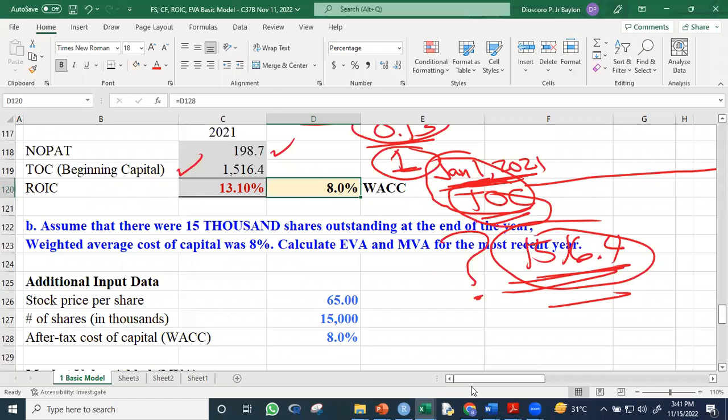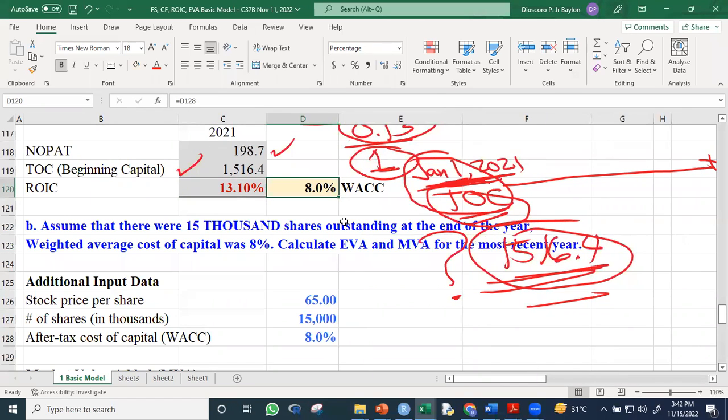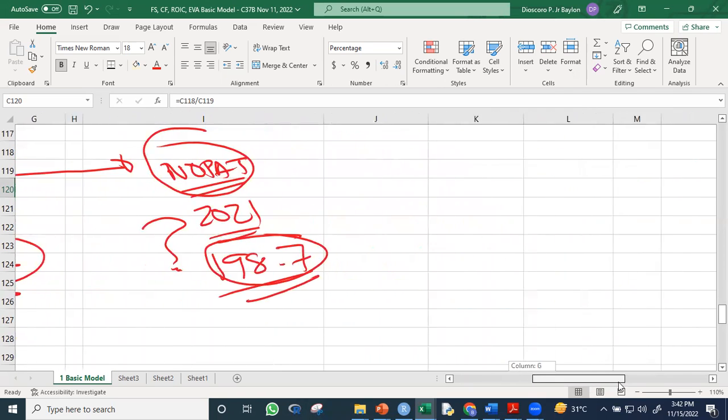If management is not creating returns on invested capital that's more than the weighted average cost of capital, then we say that management is destroying value. So mas mataas, no? Yung return on invested capital na pinerform ng management is higher than the cost to get capital. Therefore, we say that management was able to create value for the shareholders because the ROIC is greater than the weighted average cost of capital. If the weighted average cost of capital was higher than the ROIC, then we say that value was destroyed.